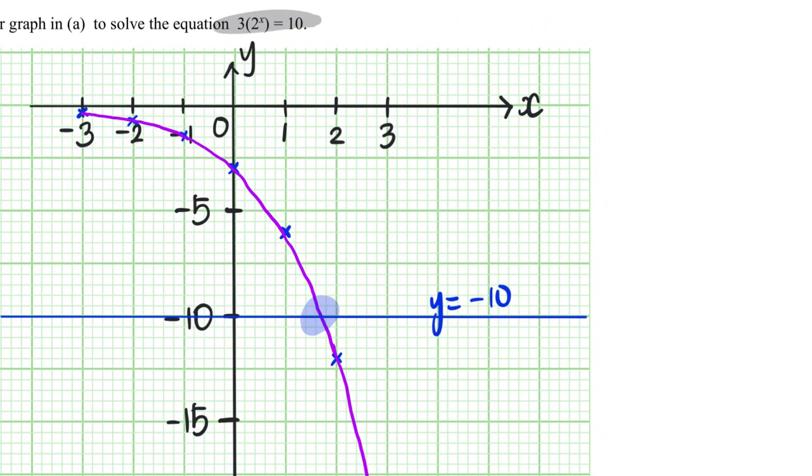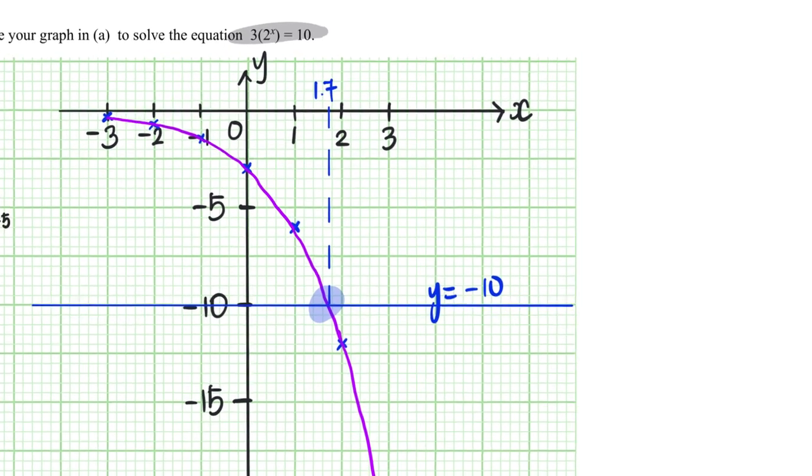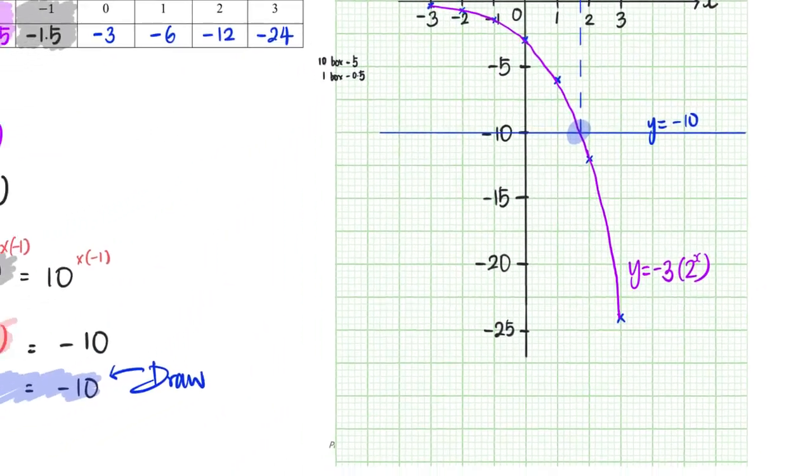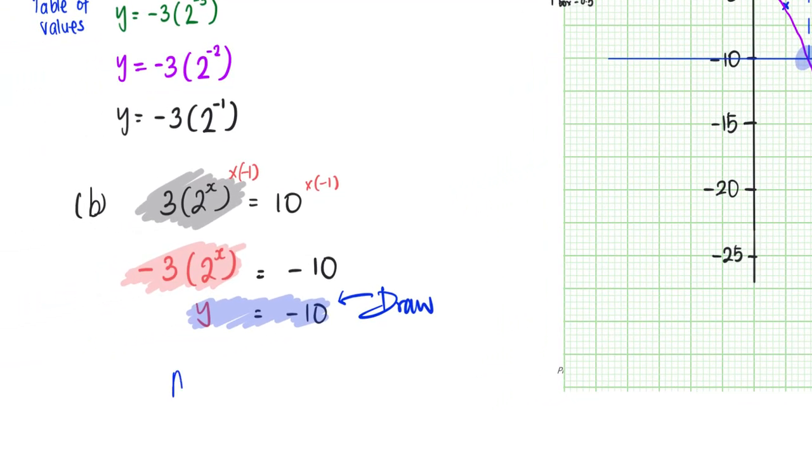So for this intersection point, then you will get 1.7, and therefore the answer to part B, x is equal to 1.7.